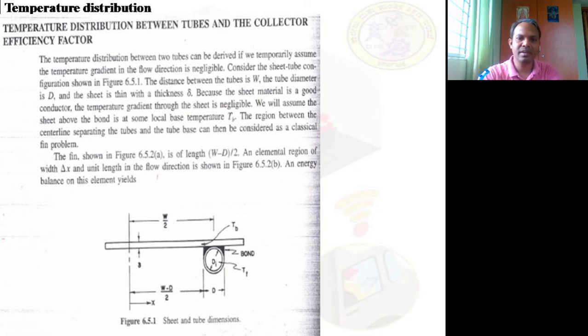The elemental region of width delta x, I shall show you over here. Now this is a very nice one. This delta x is an elemental area. x is the distance from which it has been considered. The hatching shows an insulated surface. The leftmost portion of this fin is insulated, and this is delta x, at a distance of x. If you take this as a fin, I will consider a small elemental area. As we discussed in the previous session, we have taken a small delta x. This is nothing but a small elemental area. Then we will differentiate that.